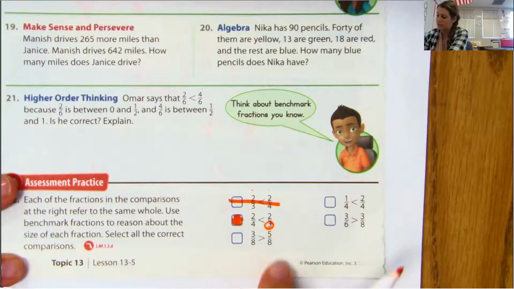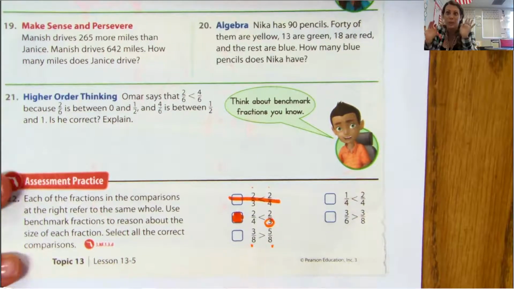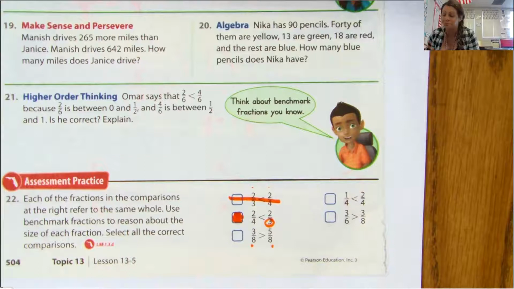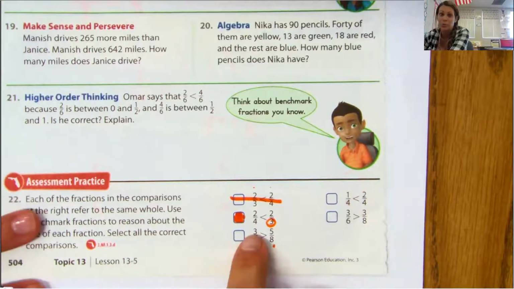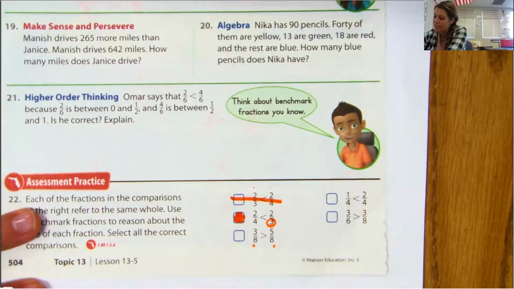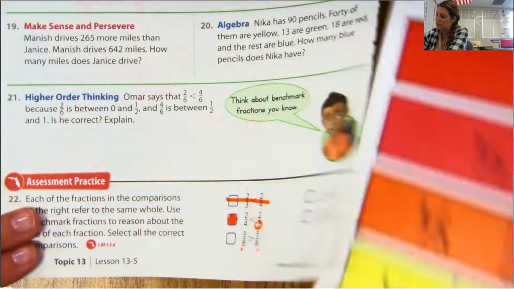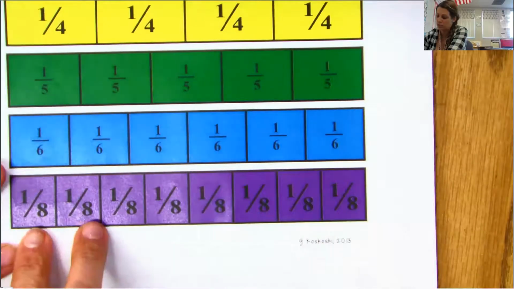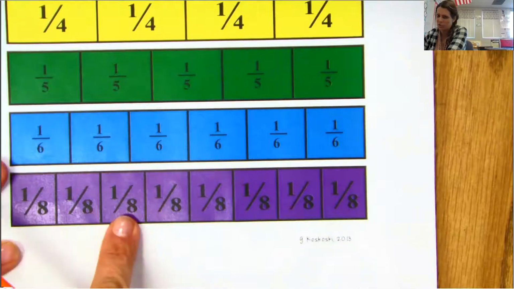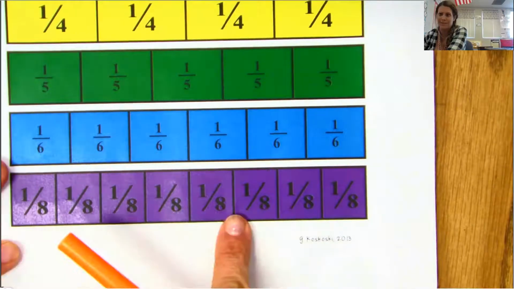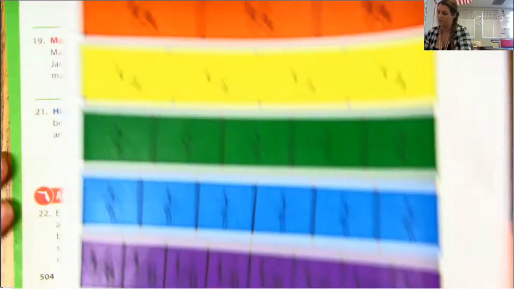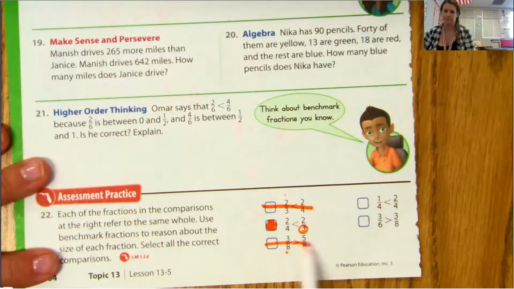What about this one? 3/8 and 5/8. Look at the denominator. We love when the denominator is the same. So then the bigger numerator is the bigger fraction, greater fraction. They're saying 3/8 is greater than 5/8. Well, let's see. 3/8, 1, 2, 3, or 5/8. That one's not right. Go ahead and cross that one off.